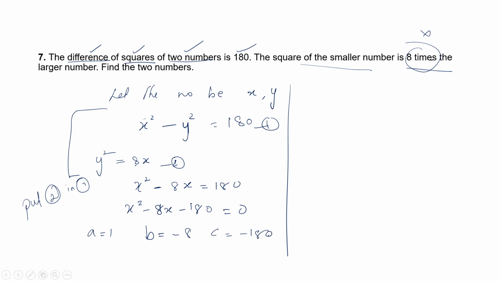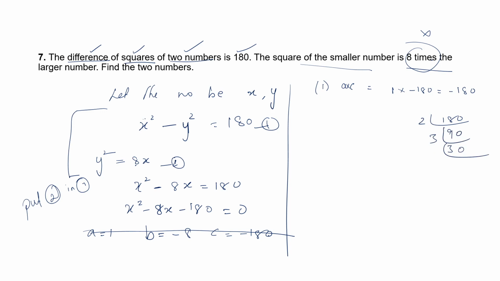Even factorization you can do if you get this in the exams. So I'll show you by factorization here. We'll go by factorization, so it will become a revision. What is the factorization method? We have to do a into c. If you have not seen my last video, you can see that: 1 into minus 180. So minus 180, then you have to find the factors of this. This is just for revision, a matter of revision, I am giving this.